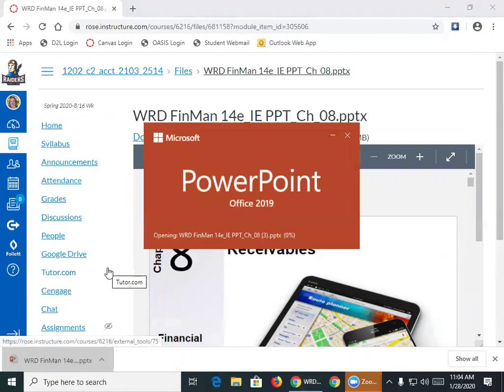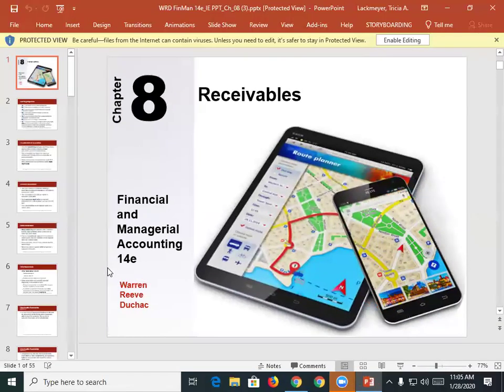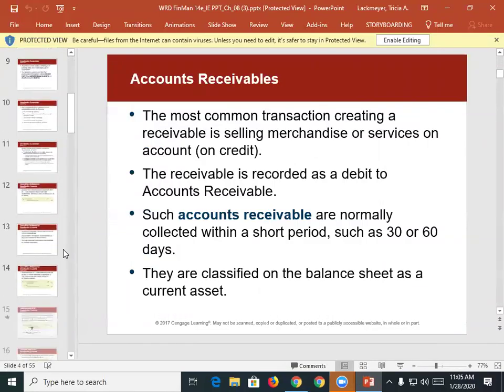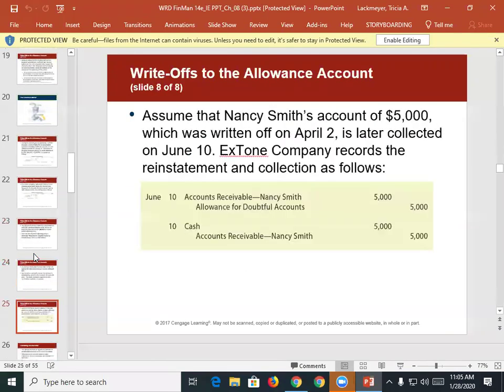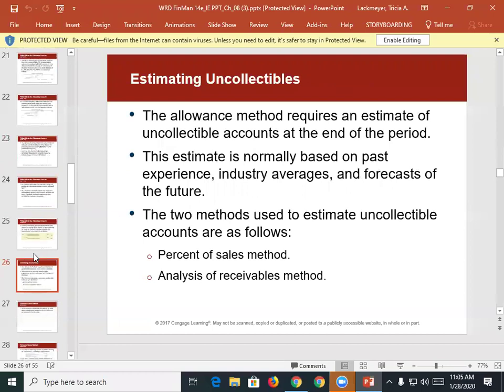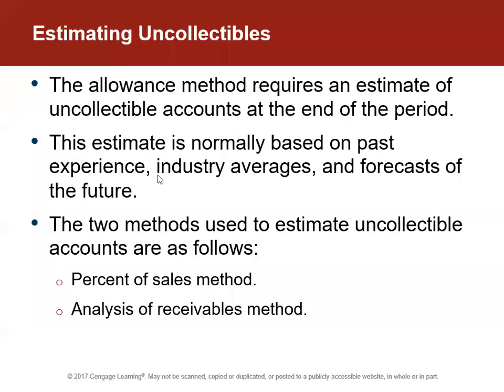So we learned how to do that adjusting entry. And now what we want to get into is how do we estimate how much is uncollectible in the year. So I left off at allowance methods. We talked about that. So we left off talking about how we estimate that uncollectible. What we're trying to do is figure out how much to write off to bad debt every year.